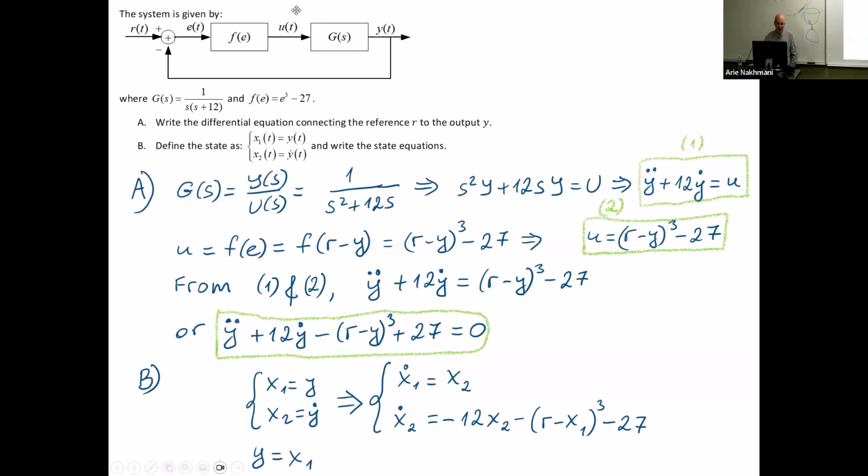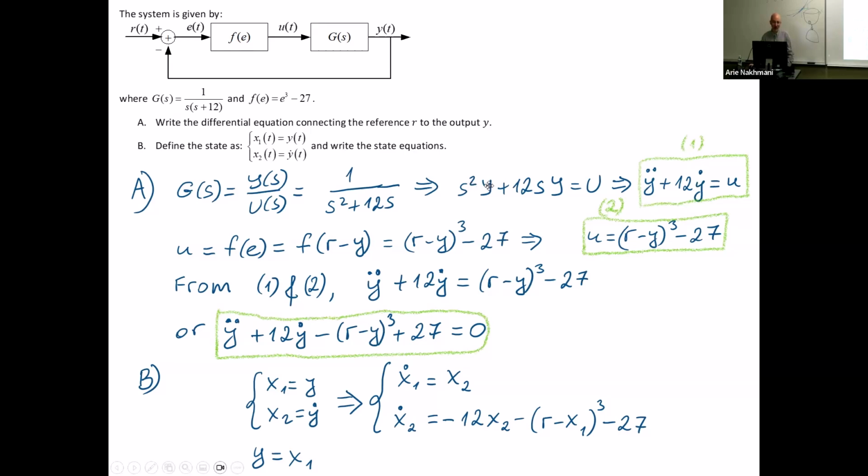Y divided by U in the Laplace domain will be your transfer function, which is given here. I'm writing the transfer function as 1 over s squared plus 12s. From that, you can cross multiply to get the differential equation. This is how you convert a transfer function to a differential equation: cross multiply, and then do the inverse Laplace transform on both sides. Remember one of the first lectures? You replace any s multiplication by a dot. If you have s squared, it's 2 dots. S multiplied by something is 1 dot. This is how you get to that equation.